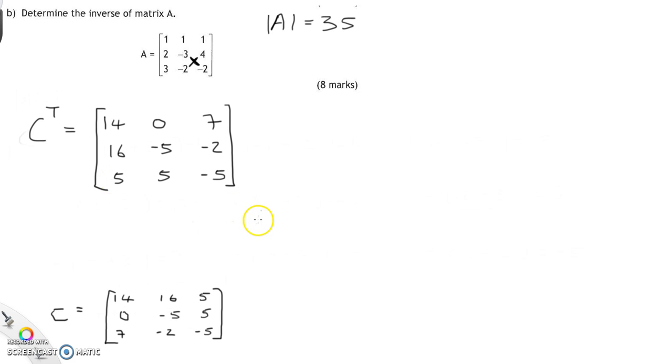And to get the inverse of matrix A, the inverse is done by multiplying the transpose, or dividing the transpose if you like, by the determinant. Multiplying the transpose by 1 over the determinant. Right, the wee dot there means multiplication. So to multiply this by 1 over the determinant, we just get 1 over 35 multiplied by this guy here.